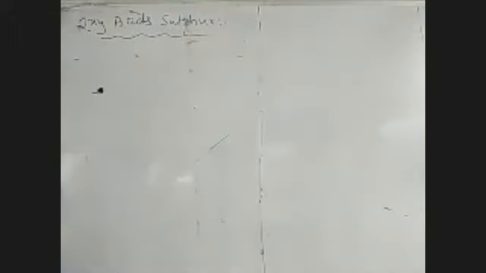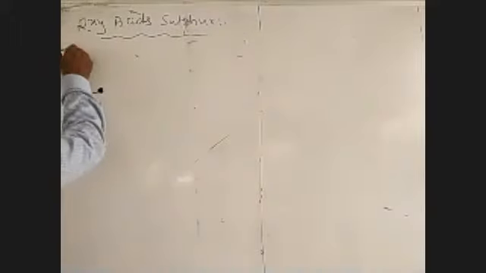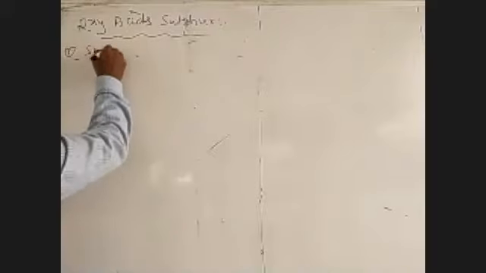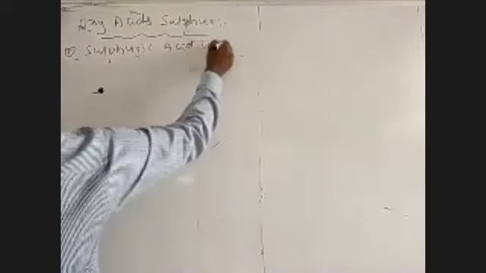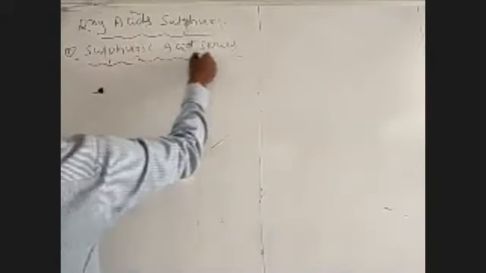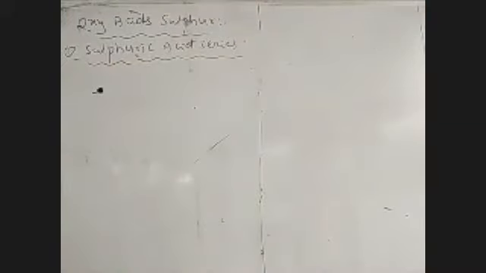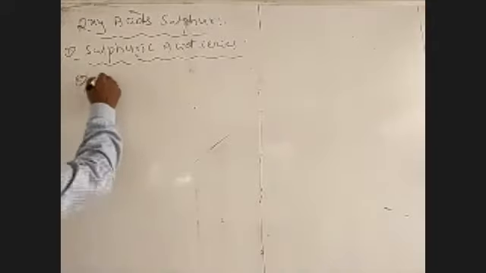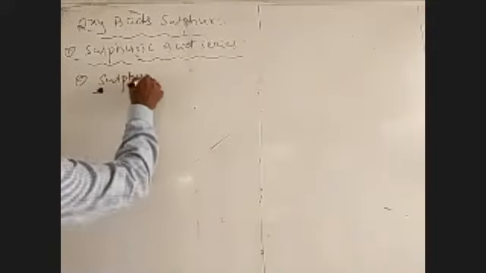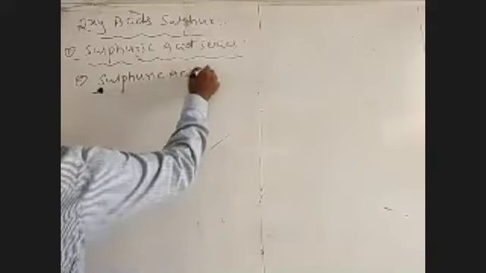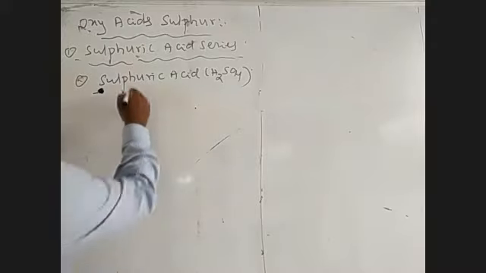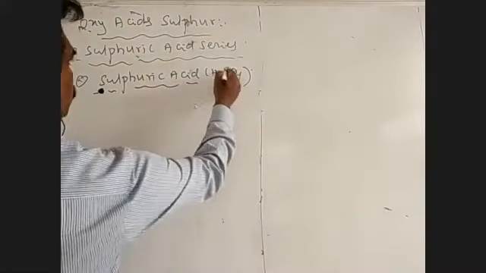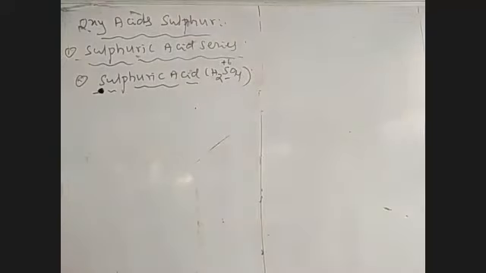The next type of oxy acids of sulfur is the sulfuric acid series. In the sulfuric acid series, the first acid is sulfuric acid. The formula of sulfuric acid is H2SO4. In sulfuric acid, the oxidation state of sulfur is +6.